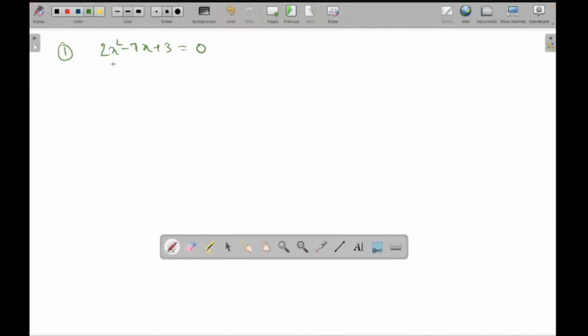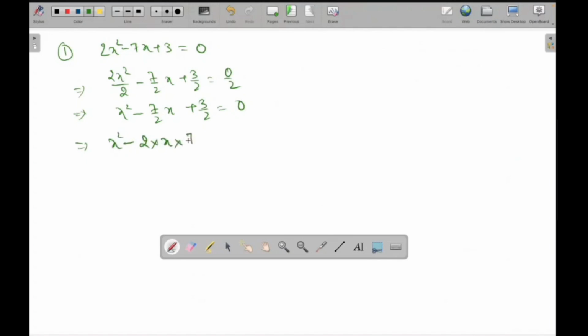When we were doing completing the square, we used to divide by 2 to make it x square itself. So I'll divide it by 2. So 2x square by 2 minus 7 by 2 x plus 3 by 2 equals 0 by 2. So this is going to be x square minus 7 by 2 x plus 3 by 2 equals 0. Now I will complete this as a square. So x square minus 2 into x, so 2 into x is done. Then this should be 7 by 4, then only it will become 7 by 2 x. So now I've got 7 by 4. I'll just square 7 by 4, and then I will also subtract 7 by 4 square, plus 3 by 2 equals 0.